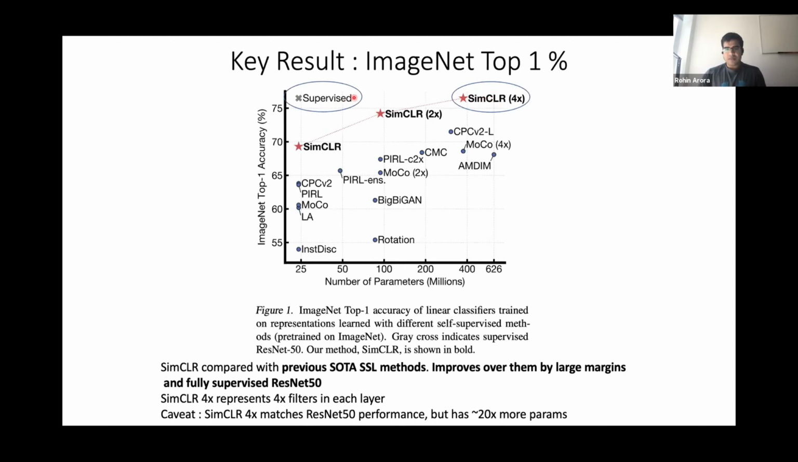A small caveat in this slide is that if you notice, the supervised model uses just 25 million parameters. SimCLR 4x uses 400 million parameters. So it's almost 20 times more parameters. It is really over-parameterized, and that is a general trend we will see with SSL.